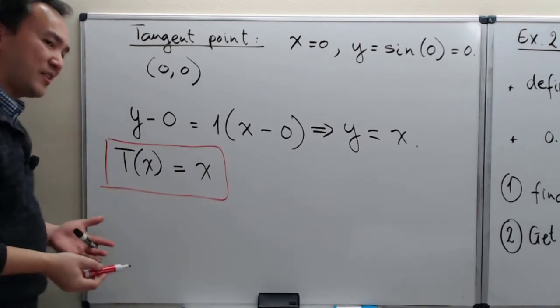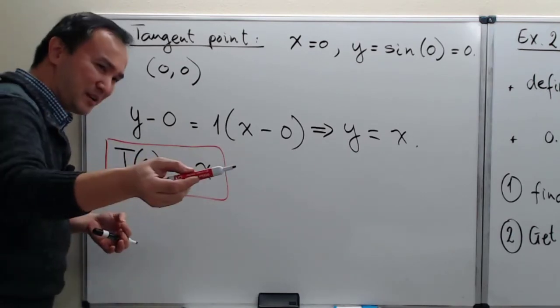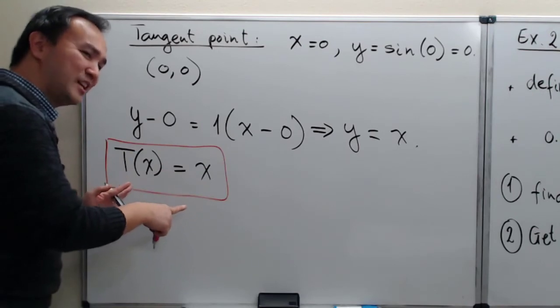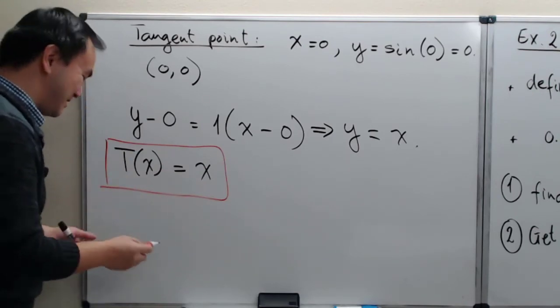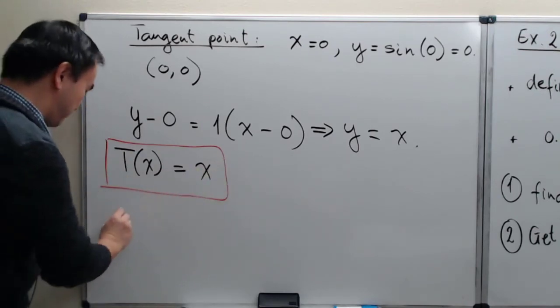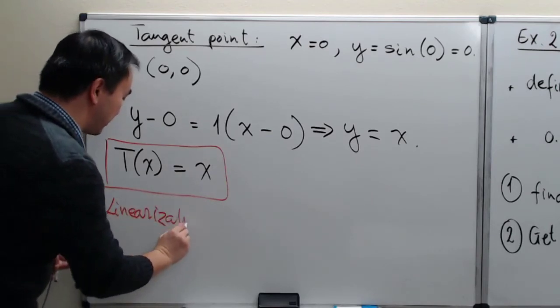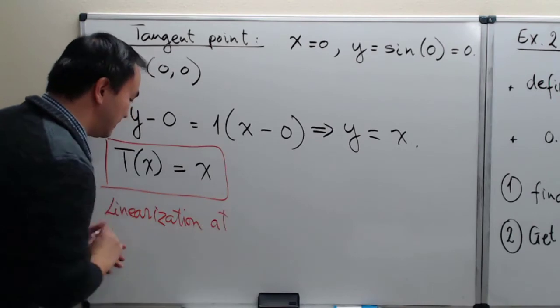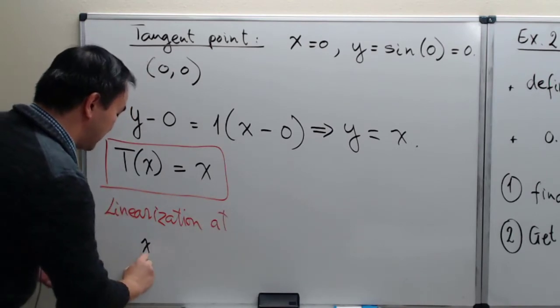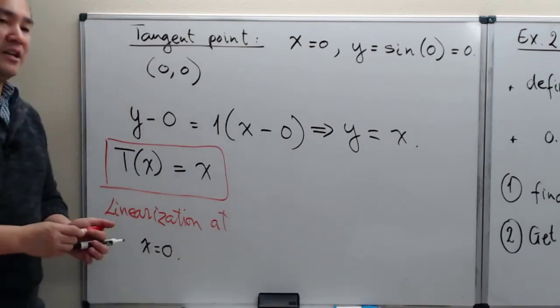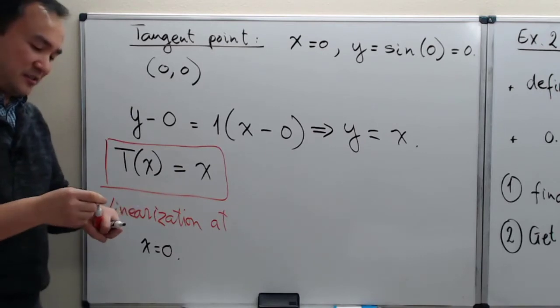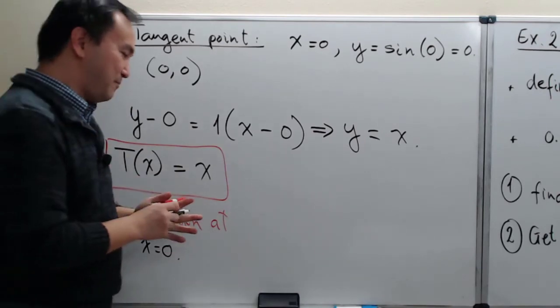Our function sine of x can be approximated by a linear function. That's why it's called linearization. It can be linearized at x equals 0. Okay, so this is the linearization at x equals 0. All right, so now believe it or not, shocking or not shocking, this is how it happens.